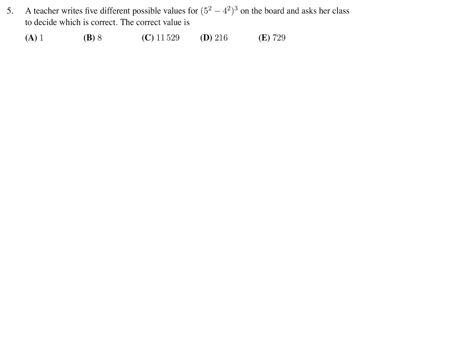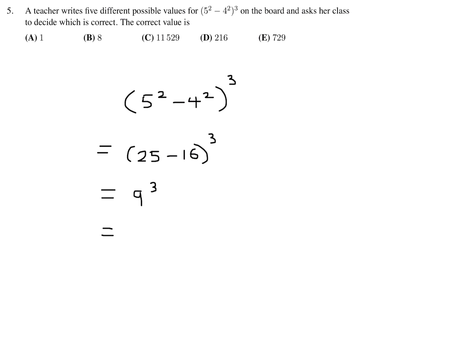A teacher writes 5 possible values for 5 squared minus 4 squared, all to the power of 3, on the board and asks her class to decide which is correct. The correct value is. So we've got 5 squared minus 4 squared all to the power of 3. 5 squared is 25. 4 squared is 16. All to the power of 3. That looks like 9 to the power of 3. And 9 to the power of 3 is 729. Number 5, therefore, is E.